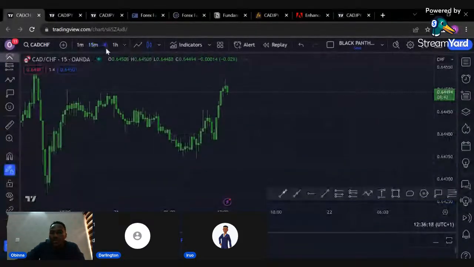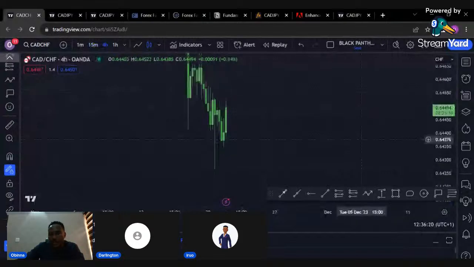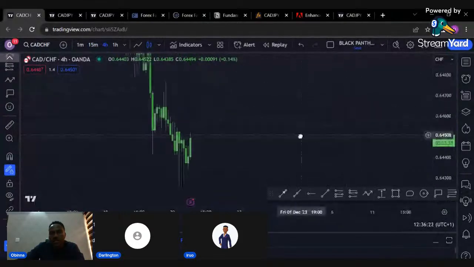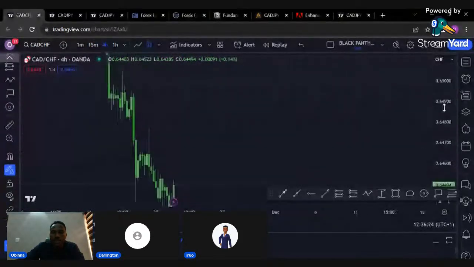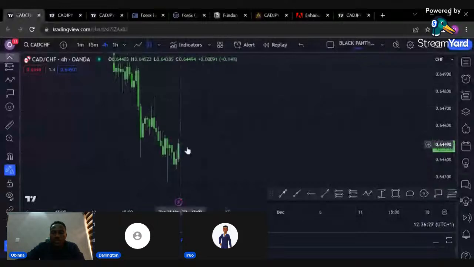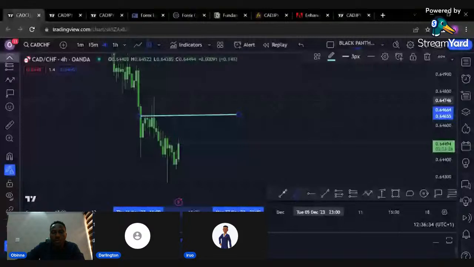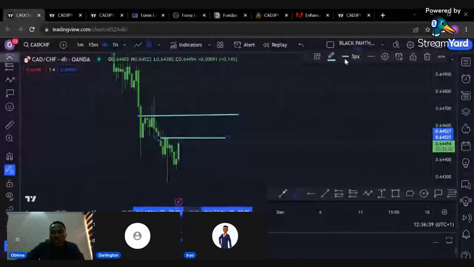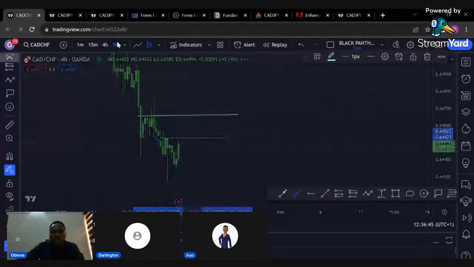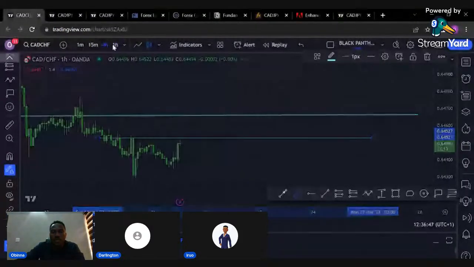Usually I use the higher time frame for my analysis, and the 15 minutes just to enter the market. So this is a downtrend. If this is a downtrend and this is our higher low, price is also showing a new higher low around here, but it's not yet confirmed. So for me personally, I'll be looking for sales.